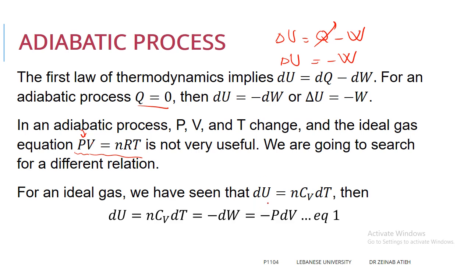For an ideal gas, we have seen that for all types of processes, dU is equal to nCv dT. This is always true. It is equal to minus dW in the case of an adiabatic process, and dW is equal to PdV. So I will get minus PdV equals nCv dT.